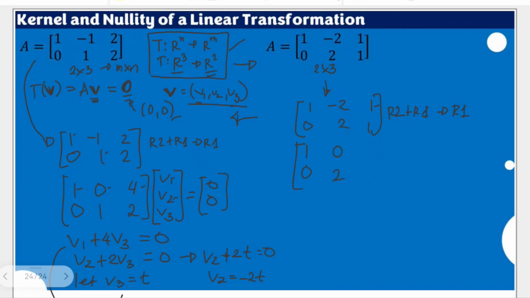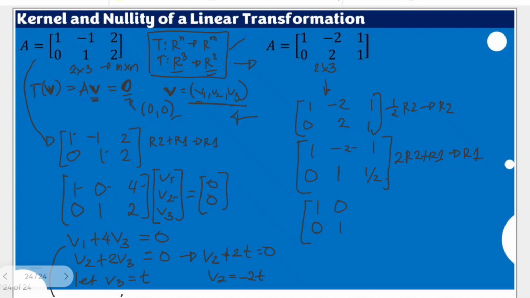So let's try to come up with the process. Let me redo it. My bad. We are going to make this 1 first. So 1/2 of row 2 for our new row 2. 1, -2, 1, 0. This becomes 1. This is 1/2. Now we can multiply 2 to row 2 plus row 1 to make this 0, because our goal is a reduced row echelon form. We have 1, 0. Of course, this is still 1. 2 times 1 is 2 plus -2, 0. 2 times 1/2 is 1 plus 1, so 2.